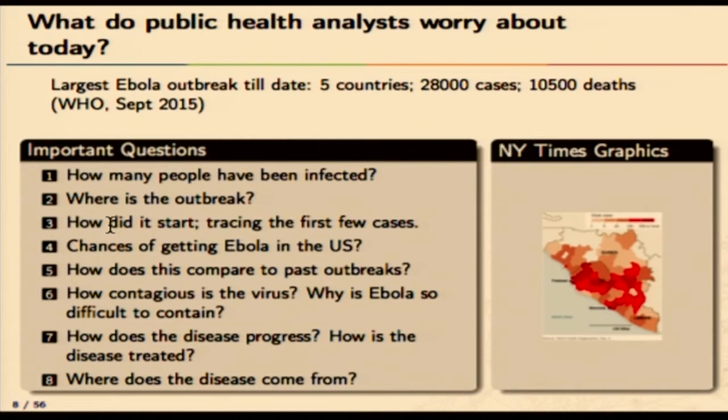So some things about the incidence. How many people have been infected? Where is the outbreak? Where all has it spread? This is a heat map of the West African countries, color coded by incidence. So where did it start, and how did it start? And in the U.S., they were concerned. They were thinking about the risk of Ebola entering the U.S. And there were questions: should we close all airports? So how do you answer that kind of question? How does this compare with past outbreaks? How contagious is the virus? So this is about the mechanism of the disease spread.